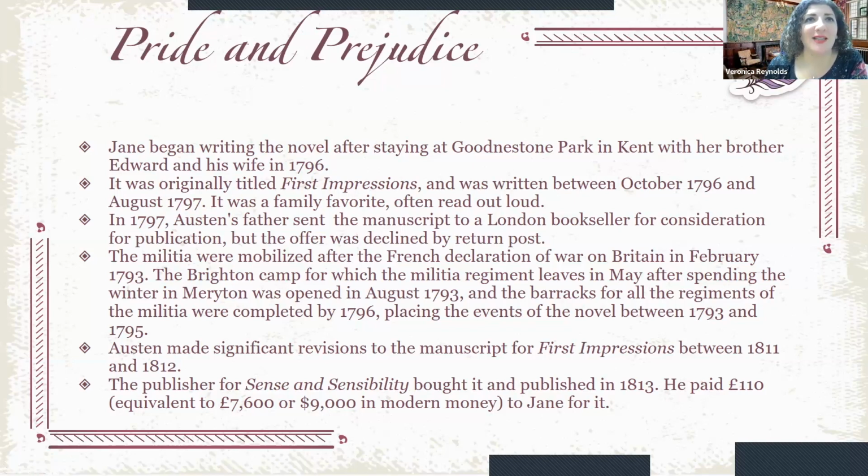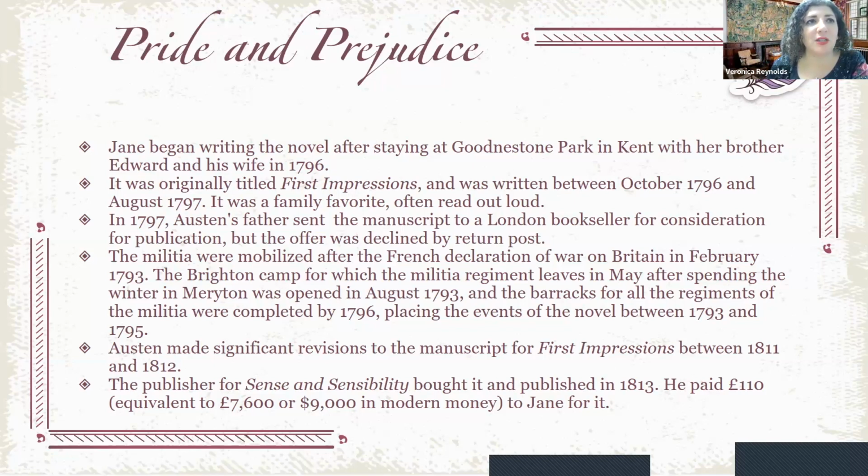Jane starts writing this in Goodnestone Park in Kent with her brother Edward and his wife in 1796. She's staying there. It was originally titled First Impressions. Like I said, it was read aloud. The family loved it. So in 1797, her father sends the manuscript to a London bookseller, hoping that they'll consider it for publication, but it's declined.